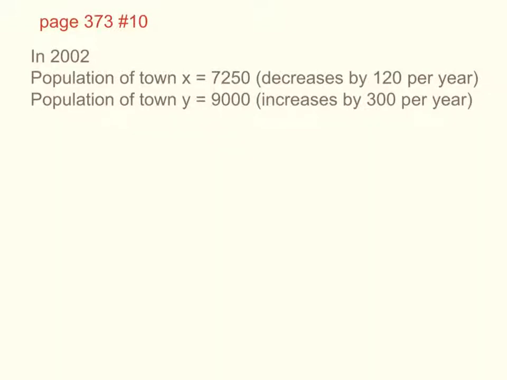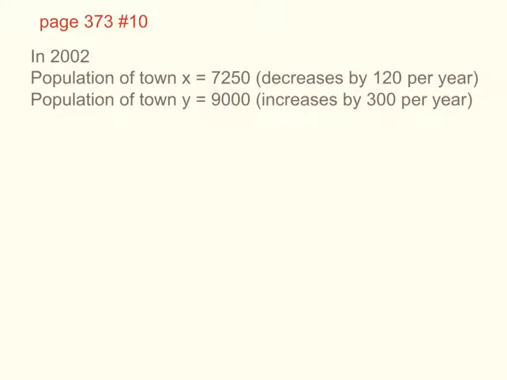So this is page 373, number 10, and we're given that in 2002, the population of town X is 7,250, decreasing by 120 per year, and population of town Y is equal to 9,000, increasing by 300 per year. And the question asks, in what year do the towns have the same population?